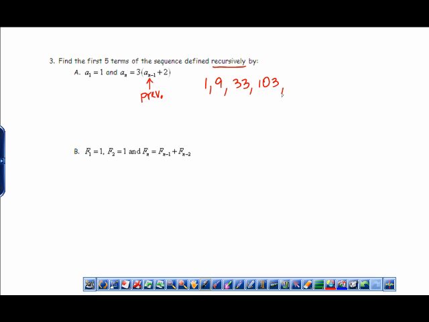And you should be able to do this without a calculator. And then we're going to take 103, add 2, times 3, and we get 315. There is a way to do recursive in your calculator, and I'm going to show you that in class. It's not really important for this lesson.